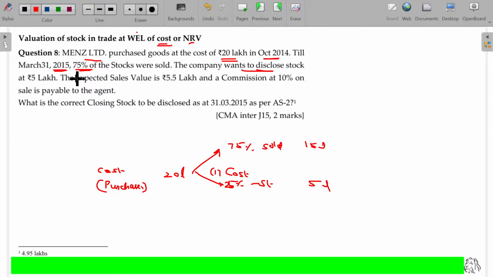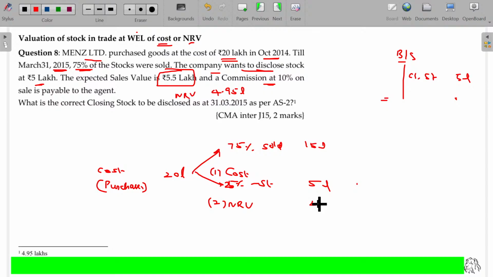The company wants to disclose the stock at 5 lakhs. They want to show the closing stock at rupees 5 lakhs. That's the question. Of course, cost being 5 lakhs. But the expected sale value being 5.5 lakhs, commission payable being 10%. What happens here? Do you want to take the sale value or NRV? You have to consider the NRV. NRV is nothing but sale value minus commission. So 4.95 lakhs will be taken. This is called NRV. So second point, NRV being 4.95 lakhs.